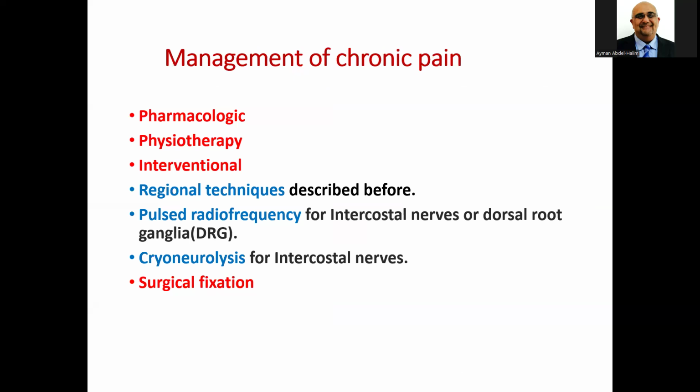Management of chronic pain. We have pharmacologic, physiotherapy, interventional, and regional techniques described before. And there are a couple of techniques that I want to talk about, like the pulse radiofrequency, which we can do for either the intercostal nerves or the dorsal root ganglion, and cryoneurolysis and surgical fixation. And we described all the techniques in the presentation. We just left with these two: the pulse radiofrequency and the cryoneurolysis.